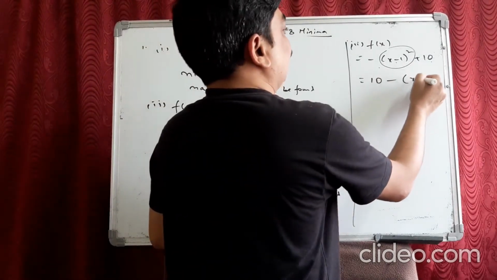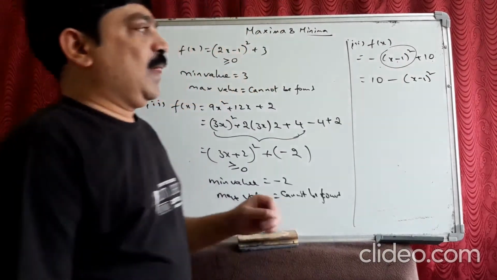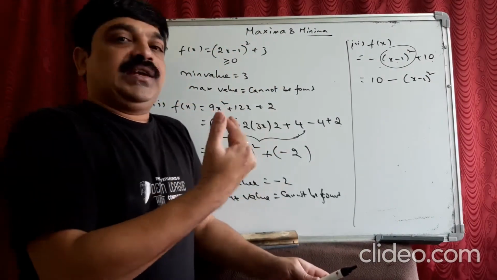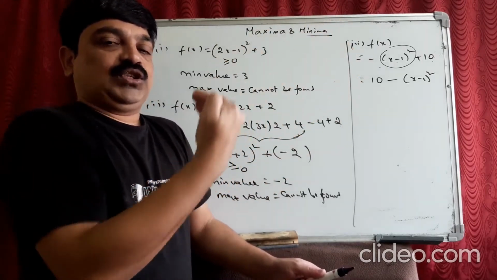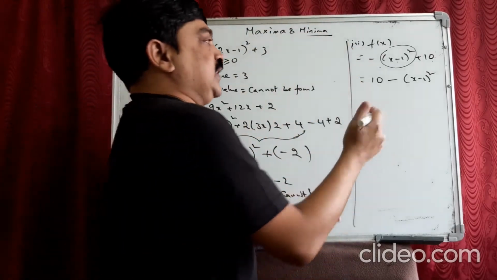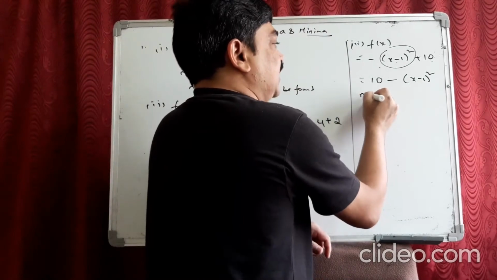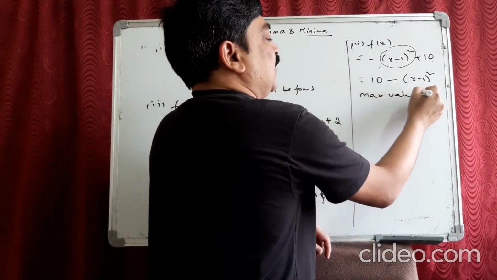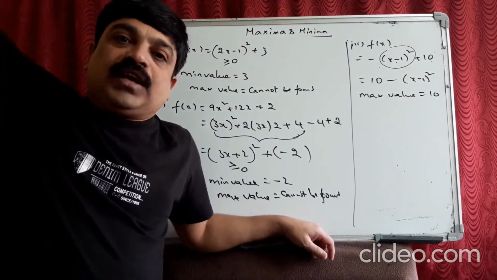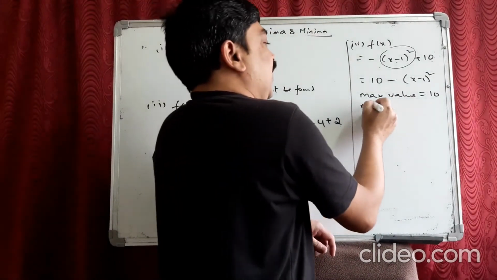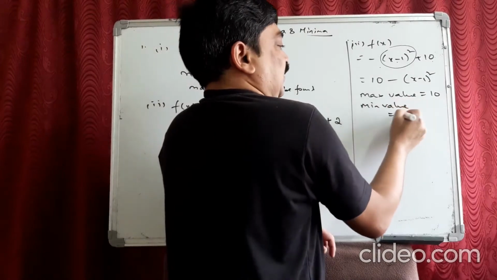10 minus (x minus 1) whole square. When you see carefully, it is decreasing from 10. 10 minus 1, 10 minus 0, 10 minus 2, 10 minus 3, like that. So when it is decreasing, that means it has a maximum value. It has maximum value 10. Until where it decreases, we don't know. It goes to 10 minus infinity. So the minimum value cannot be found here.